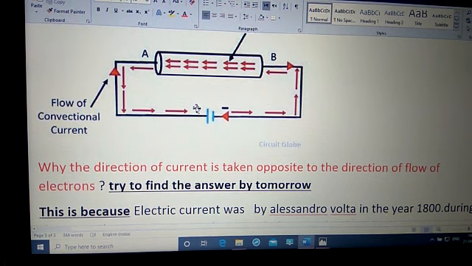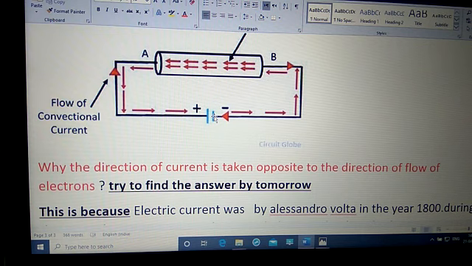He gave that convention, that is the direction of flow of positive charge, as the direction of flow of current. Later, in the year 1897, electrons were discovered by J.J. Thomson. So then they made some corrections. What was the correction made? Electric current is constituted by the flow of electrons through the circuit, not because of the flow of positive charge. Electrons flow through the conductor or circuit constitutes the electric current.